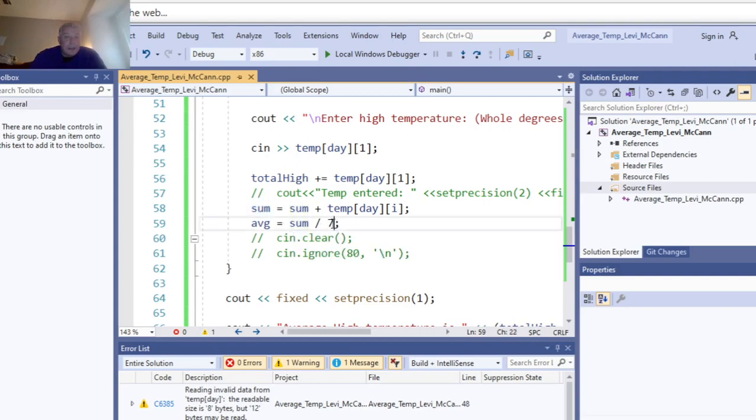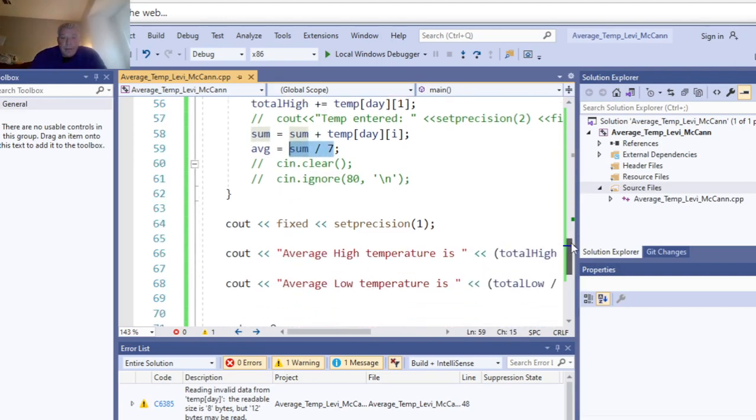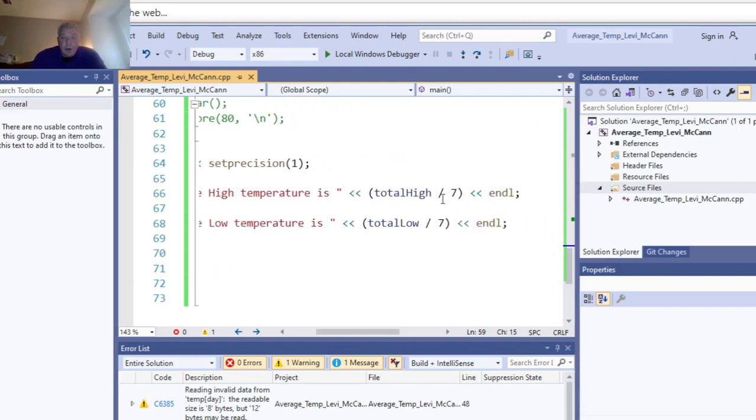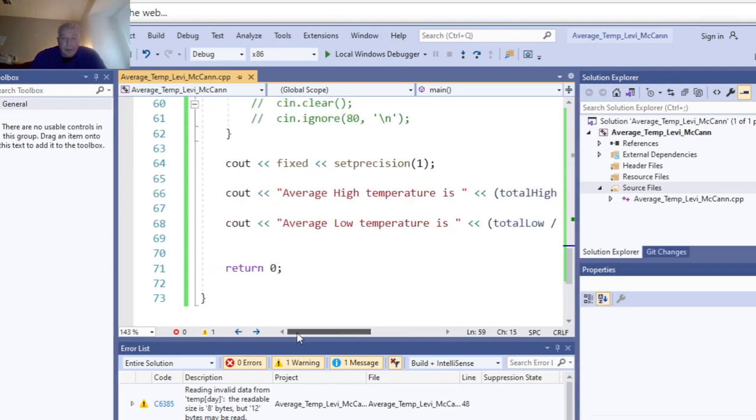This is where you're changing your variable. Then cout fixed, set precision to 1 decimal place, I think is what I did. Total average temperature is, and then you put your total high divided by 7 and your total low divided by 7. And it prints out, and then you return, and you exit the program here.